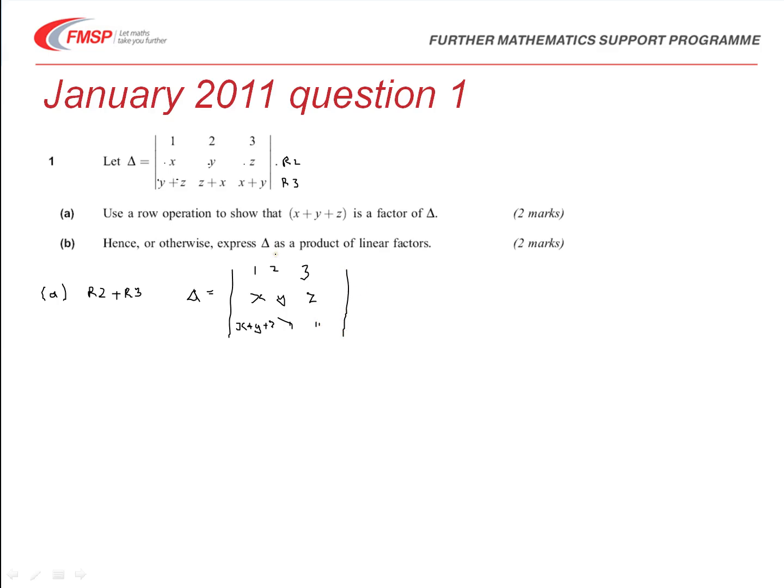And so we can then take that x plus y plus z out as a factor, and the matrix that we've got left that it's multiplied by, or the determinant rather, will be 1, 2, 3, x, y, z, 1, 1, 1.